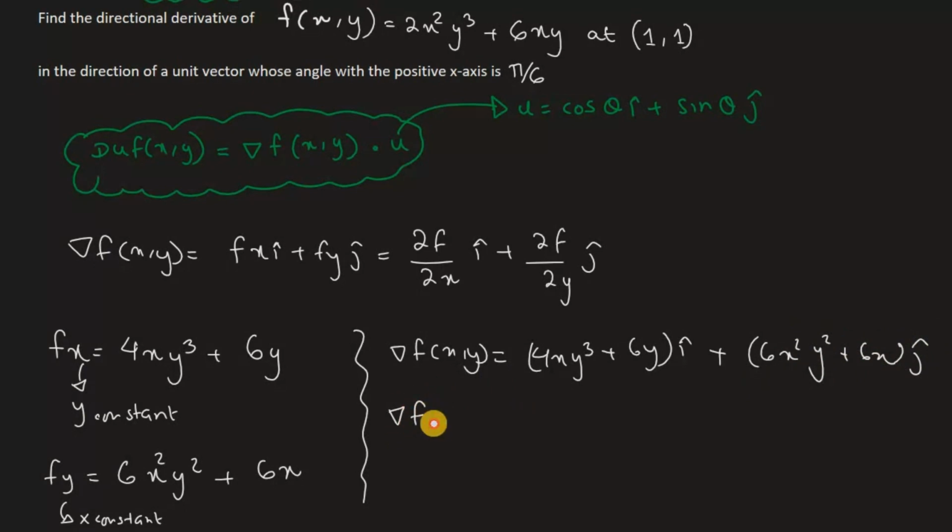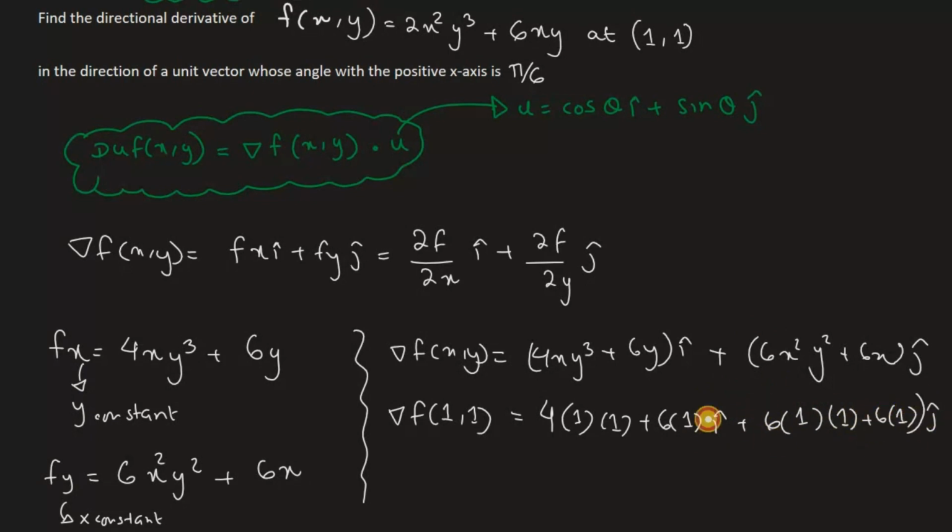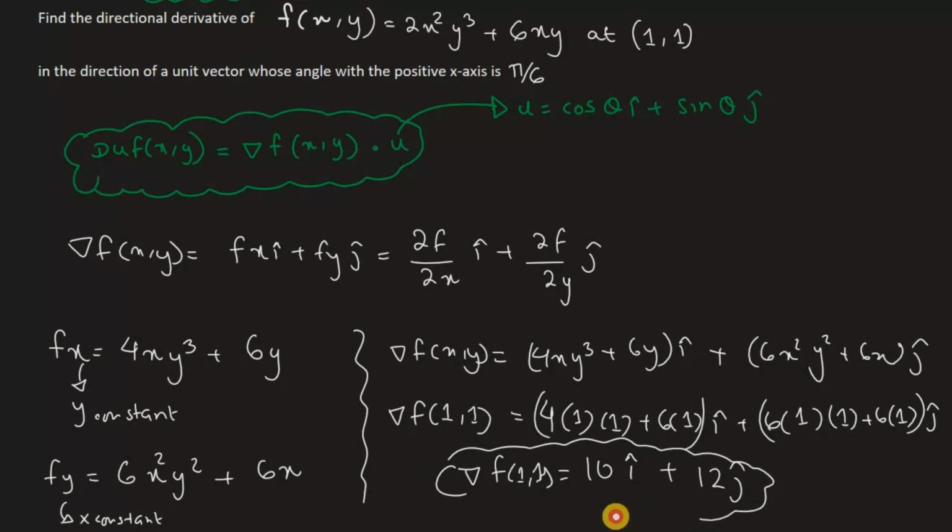Now I have to find it at the given point. So I'm simply going to plug in 1 and 1, where every time I see x, I'm going to plug in 1, and every time I see y, I'm also going to plug in 1. So this will give me the gradient at this point. Okay, so after computing all this, the i hat and j hat, I'm going to get 10 i hat plus 6 and 6, that's 12, so 12 j hat. So this is my gradient at the point.